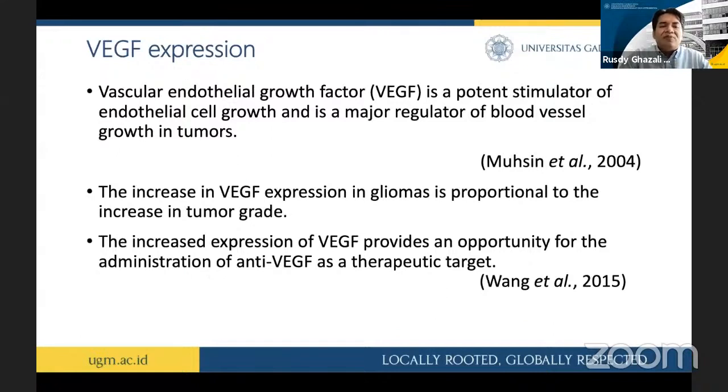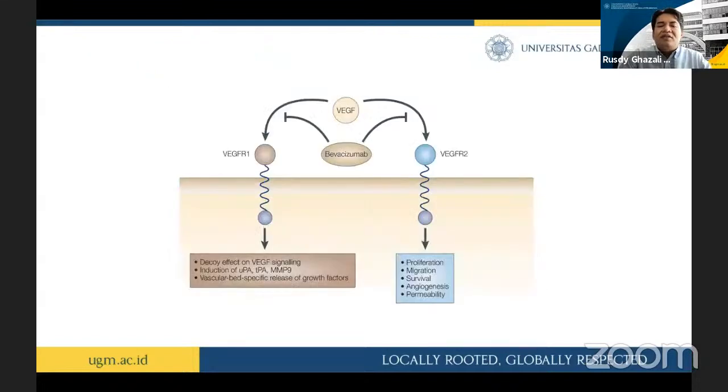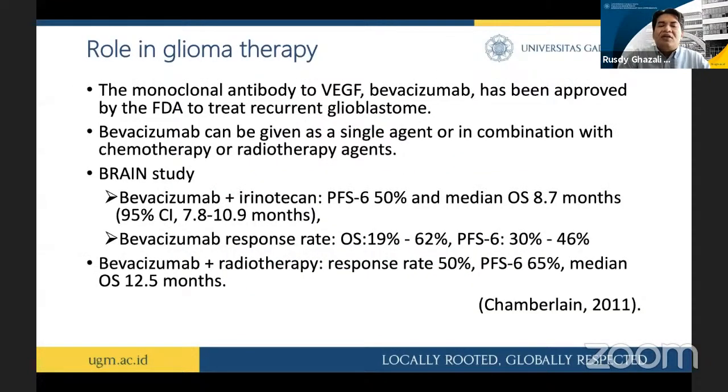The other one is VEGF expression. We know this is the gene that results in endothelial cell growth and angiogenesis. This has been reported, increased VEGF expression in glioma. The higher the grade, the more the VEGF expression. So this is one of the therapeutic targets using a medicine called bevacizumab, a VEGF inhibitor, for patients with high-grade glioma. And it is already approved in the United States for patients with recurrent glioblastoma, because the result in combination with irinotecan shows better progression-free survival and overall survival compared to patients without bevacizumab.